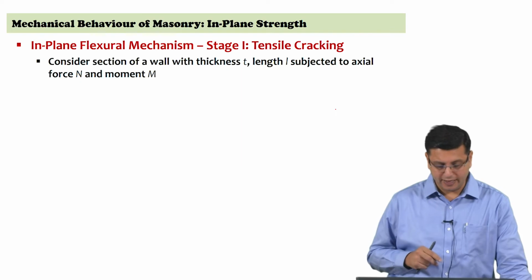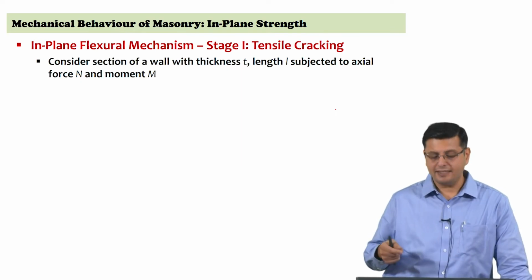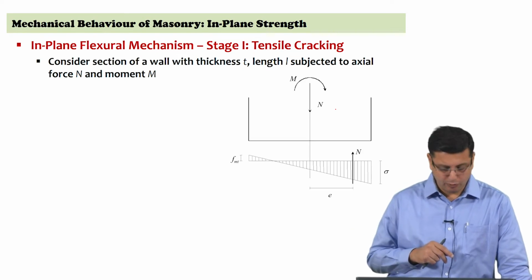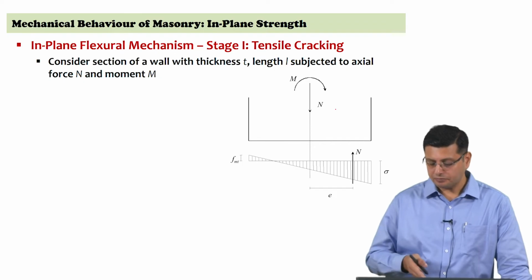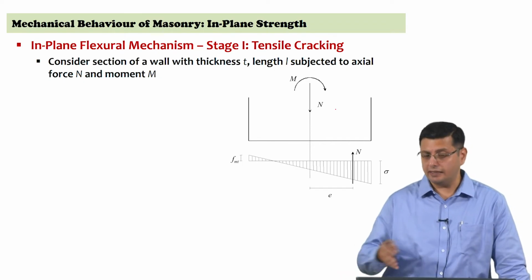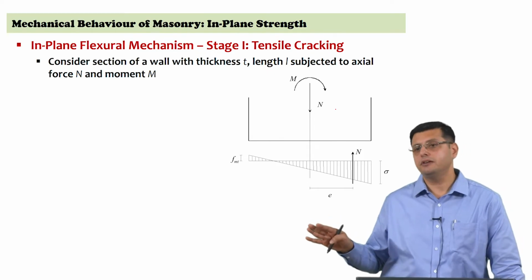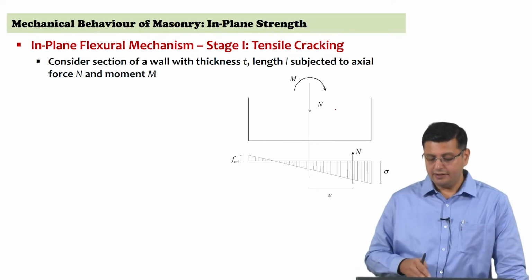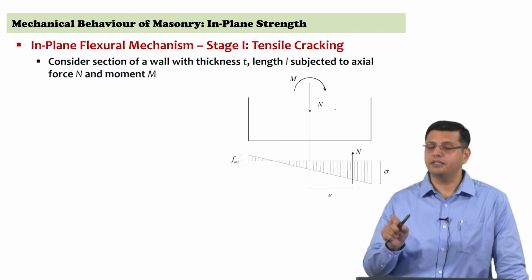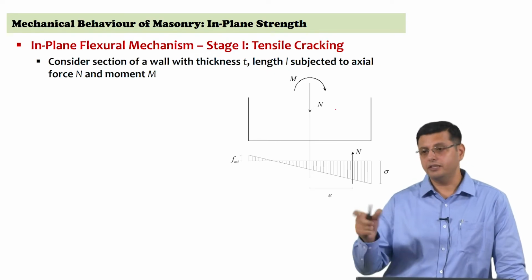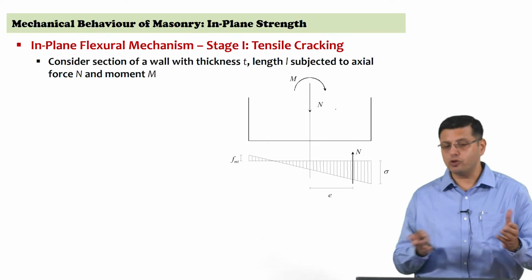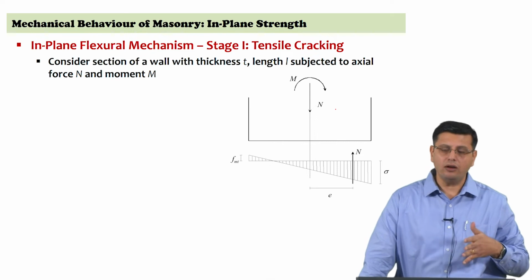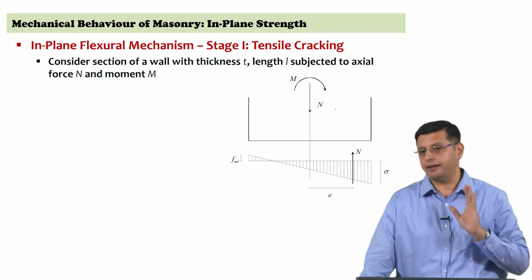So, stage 1 of tensile cracking, let us look at a wall which has a thickness of T, length L, it is subjected to axial force N and a moment M. At this stage we are assuming that the distribution of stresses is linear elastic, triangular distribution is seen, and part of the wall cross section can actually go into tension depending on the relative values of M and N, and therefore, if you are assuming that there is significant pre-compression in the wall, significant lateral force is required for cracking to occur.